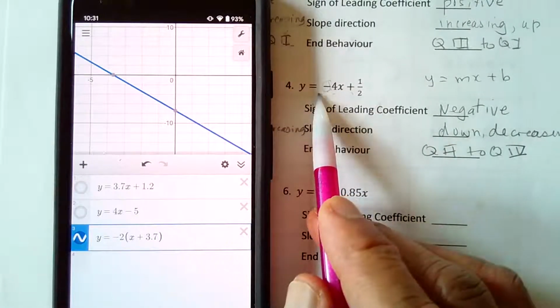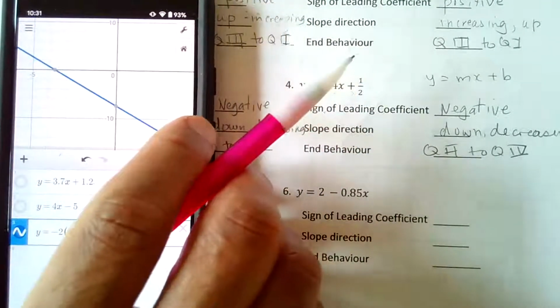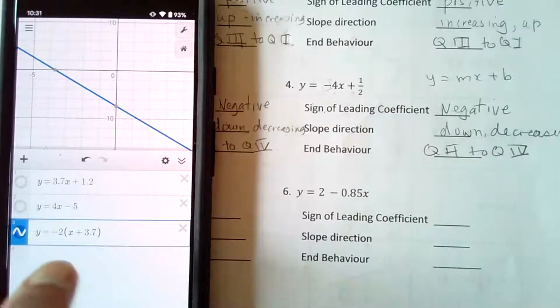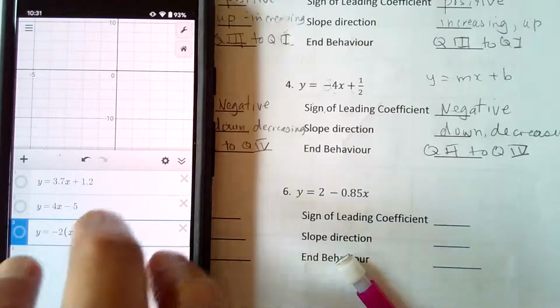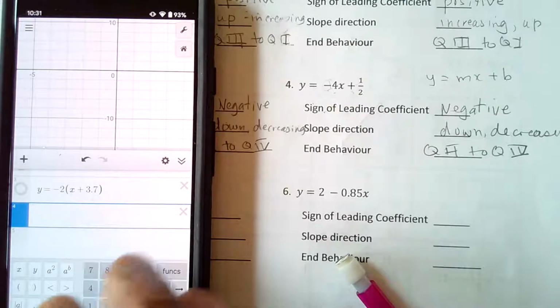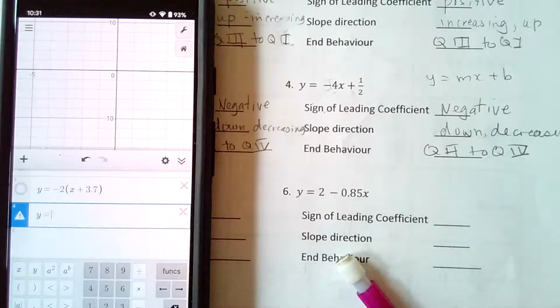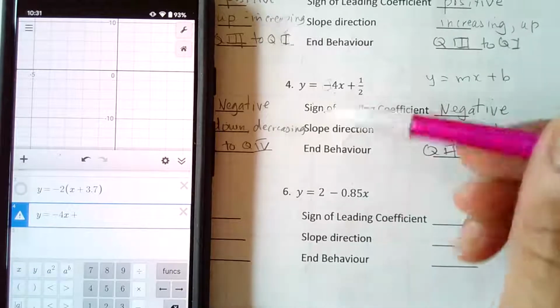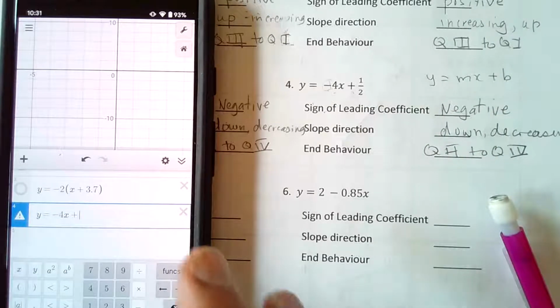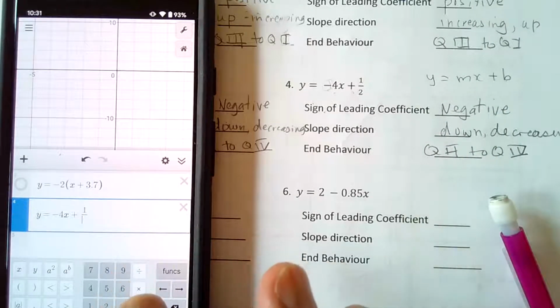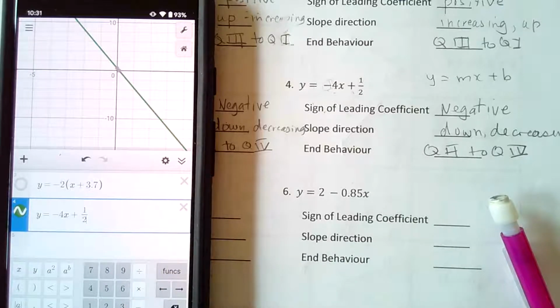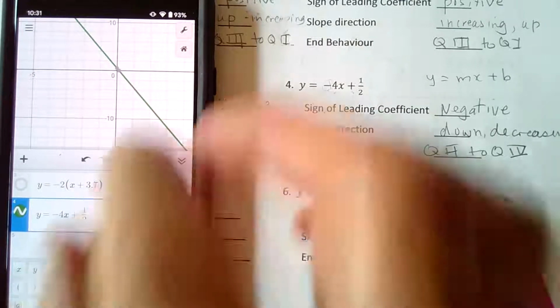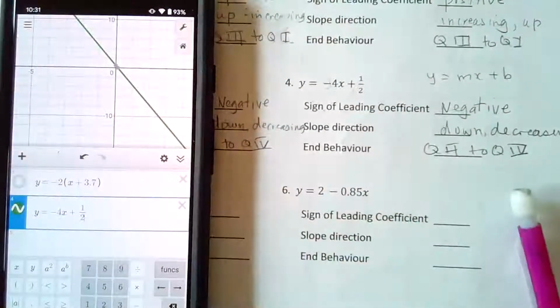So this is my equation here. I'll just put it a little bit to my left. I'm going to hide that one, to my next one here. Y equals -4x plus, now you can write 0.5 or 1 divided by 2. That's the beautiful thing about Desmos. 1 divided by 2 gives you the proper way to write a fraction rather than a slash.